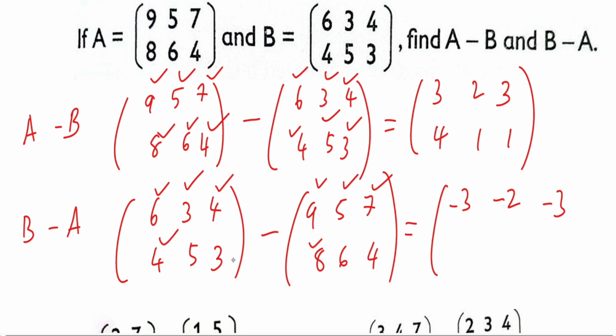4 minus 8 gives you -4. 5 minus 6 gives you -1. And lastly, 3 minus 4 gives you -1 as well. And therefore, this is your answer. I don't think it's that hard. It's very simple. Now, let's go to questions that you can do.